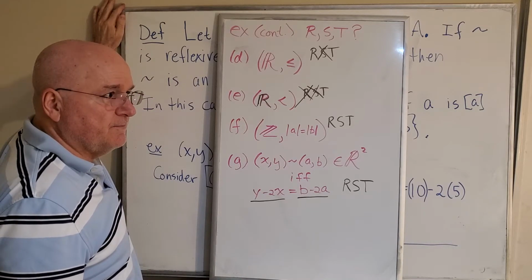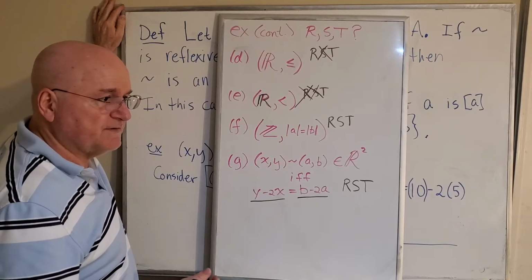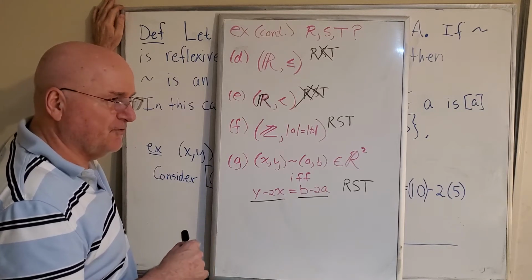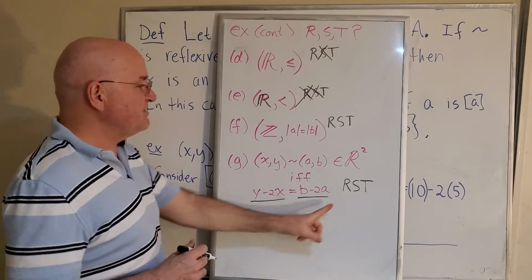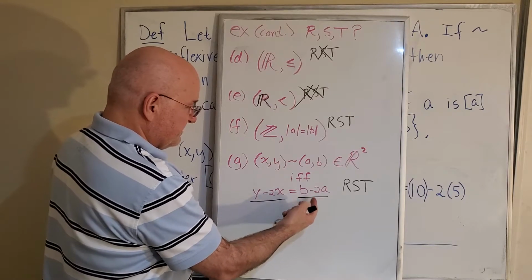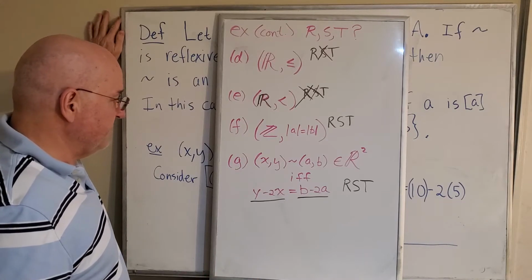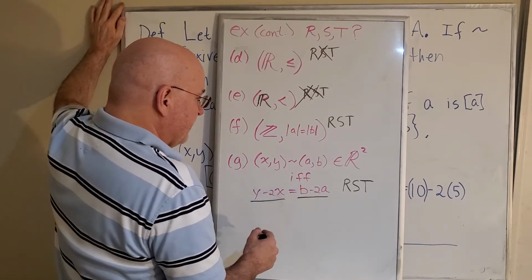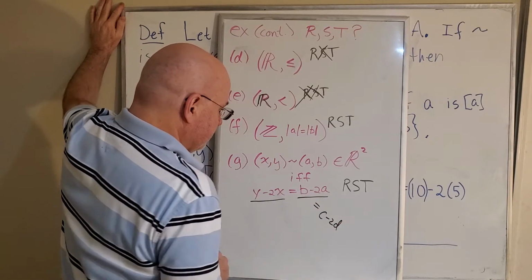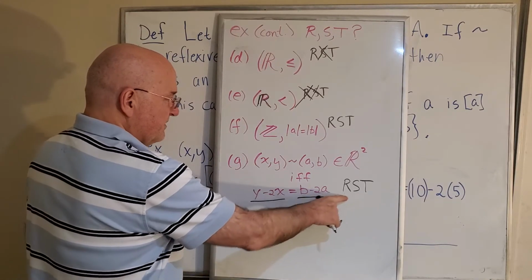Is it reflexive? Of course. y minus 2x is equal to y minus 2x, no matter what. So reflexive is good. I hope I said reflexive before and not symmetric. I probably said symmetric. Well, it is reflexive. Now, symmetric. If this is equal to this, is this equal to that? Sure it is. And then transitivity. If y minus 2x is equal to b minus 2a, and b minus 2a is equal to d minus 2c, is y minus 2x equal to d minus 2c? Of course it is. So this is all three as well.